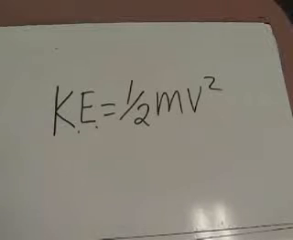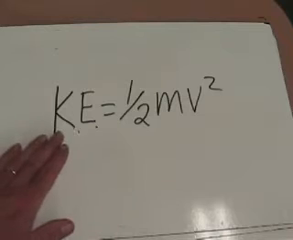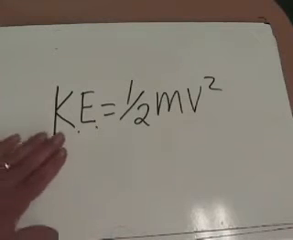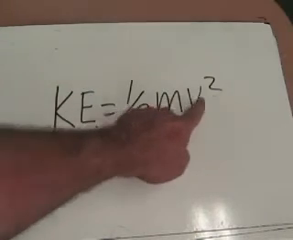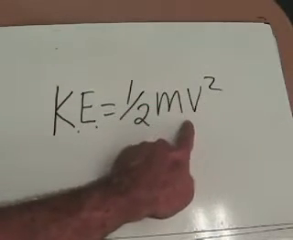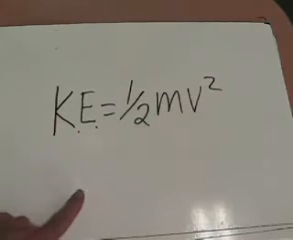...my favorite equations. It's one of the most useful ones in physics, actually. Ke stands for kinetic energy, the energy an object has because of its motion. Kinetic energy is equal to 1/2 of the object's mass times the square of its velocity. Don't forget, it's the square of its velocity.